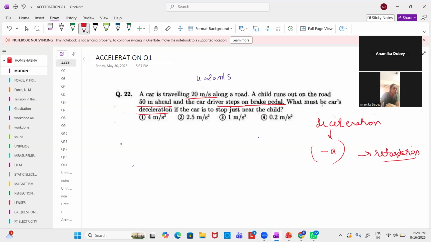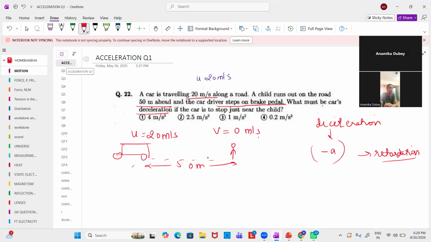Now there is a car which is already traveling at a speed of 20 meters per second. Suddenly a child runs out 50 meters ahead, and the driver stops the car. So what is the final velocity? It is 0. They are asking what the deceleration is; in short, they are asking for the acceleration value. Now, what are the parameters we have? We have u, v, and s.